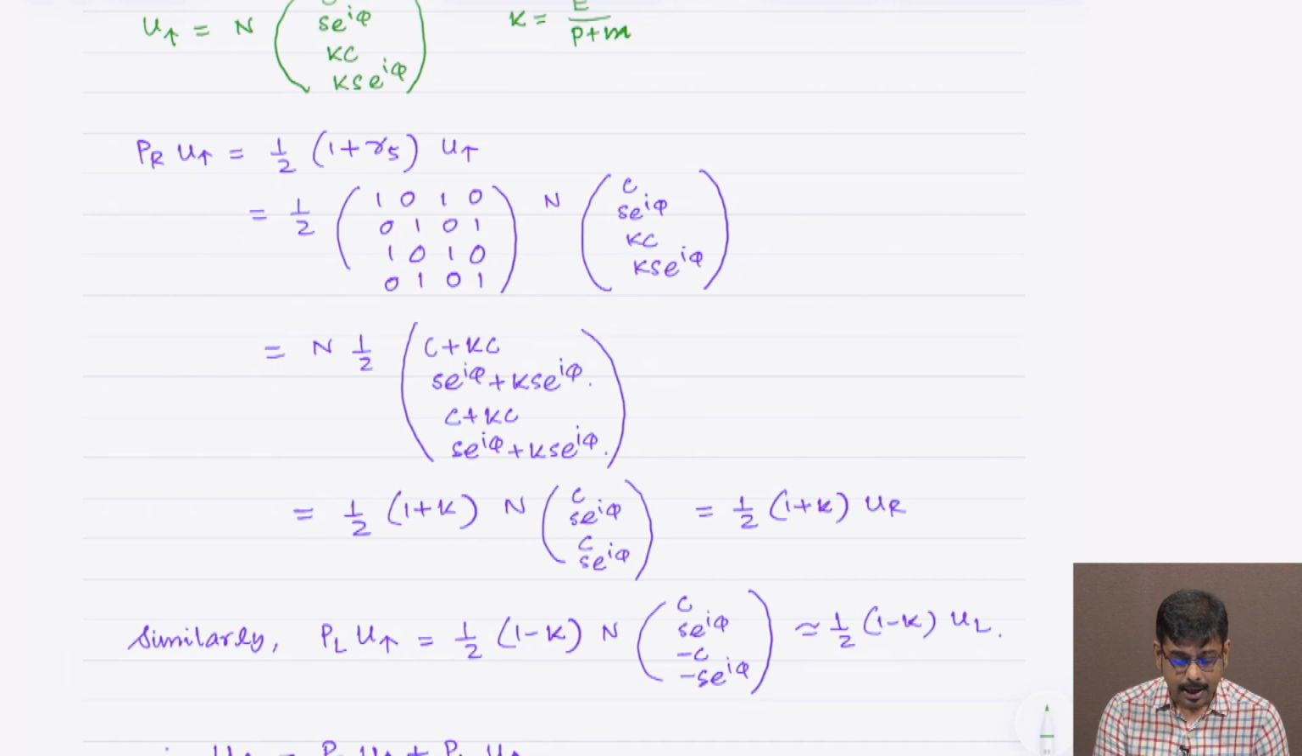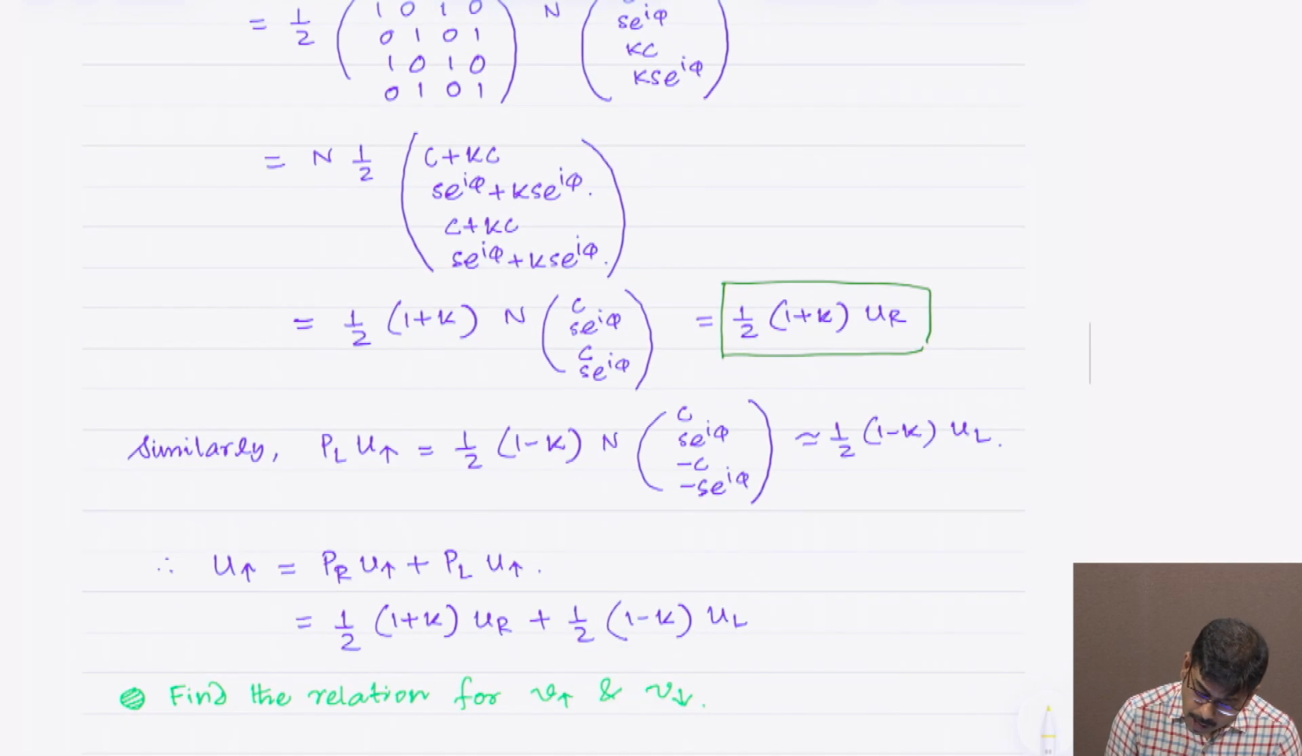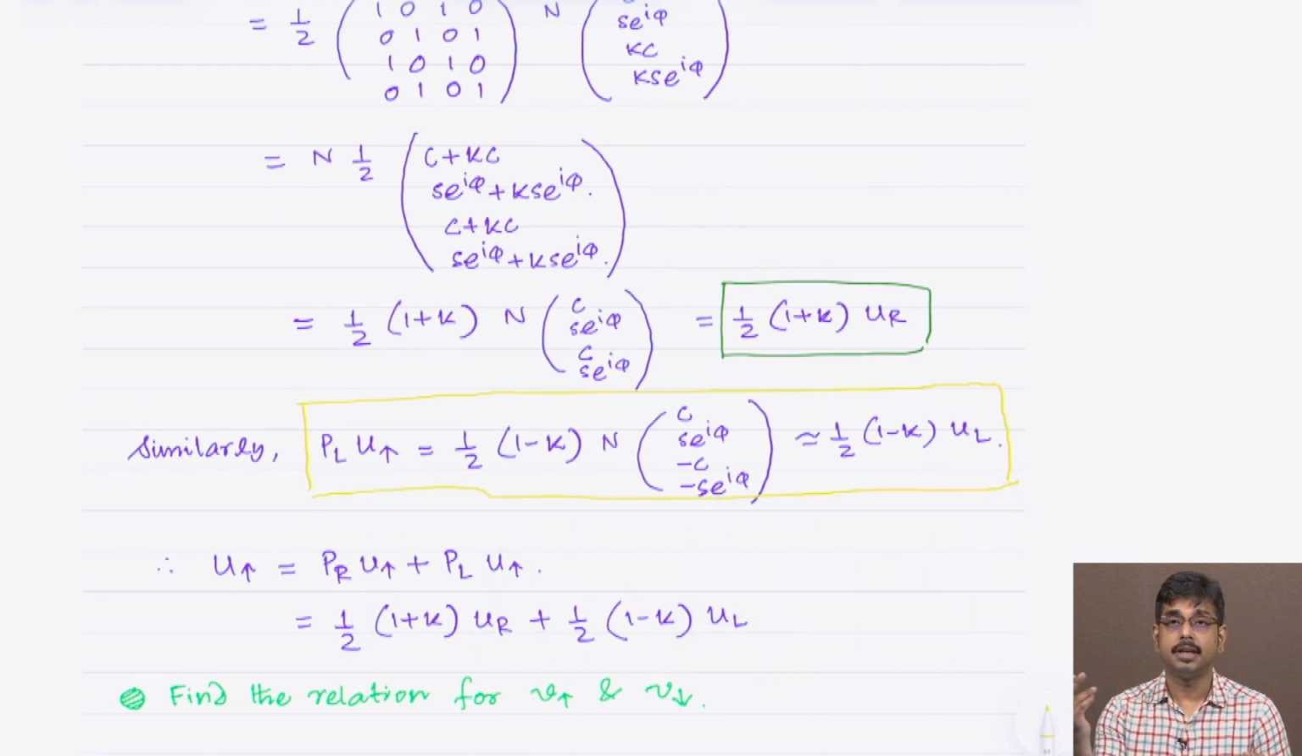So, I can simply say that PR u up is turning out to be half into 1 plus kappa into u r. And similarly, I am not doing this exercise here, but you should actually do it. It is not very difficult to do, but you have to do the matrix multiplication carefully to show that PL u up is actually coming out to be half into 1 minus kappa u l. Remember, the kappa is nothing but that factor of E by P plus M.